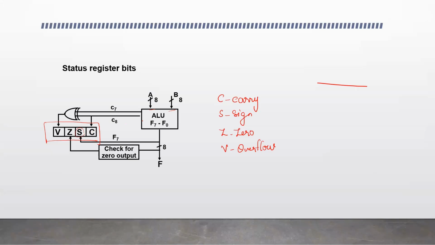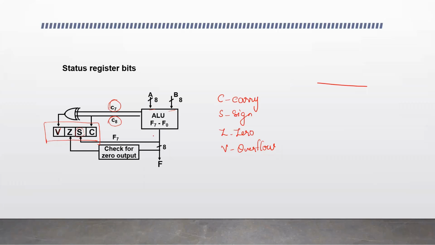So how are these flags set? The ALU takes 2 inputs from the 8-bit registers A and B, performs some operation, and generates the output that is indicated as F0 to F7. And there may be a carry. Once this operation is performed, the carry is indicated here as C8. C8 is the final carry that comes out of this operation, and the previous carry is indicated here as C7. I'll give you an example also. So these two bits are C7 and C8, and to set this status bit V, the two carries are used. What is the overflow condition?